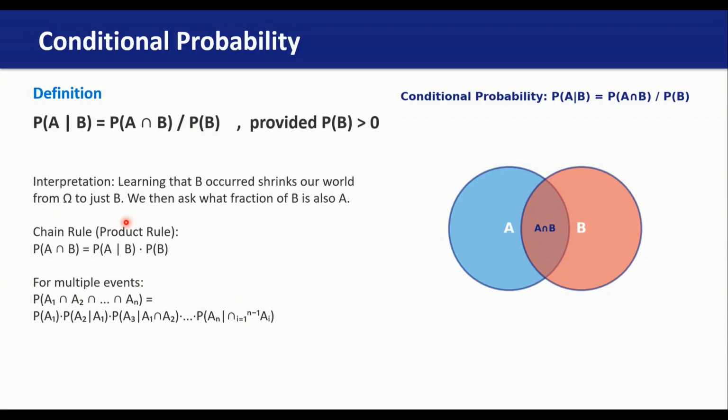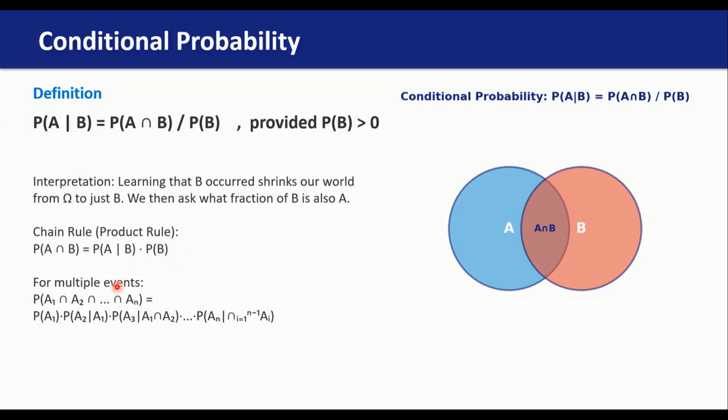Let's see what this means. Imagine we learn that B happened. Our world shrinks from all of omega to just B. Now we may ask within B how much is also A. This is probability A given B. From this formula, we get the product rule. This is the product rule. P of A and B equals P of A given B times P of B. This also works for three events.